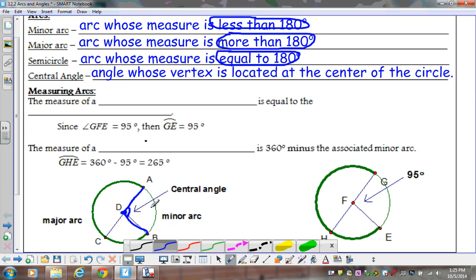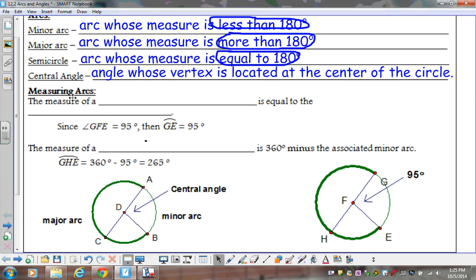Now, the arc it opens up to is called its intercepted arc. So arc AB right here would be the intercepted arc, and angle ADB would be my central angle. Now, that's really what we're going to be focusing on today: central angles, minor arcs, and major arcs. We're going to be looking at their degree measures and everything like that.